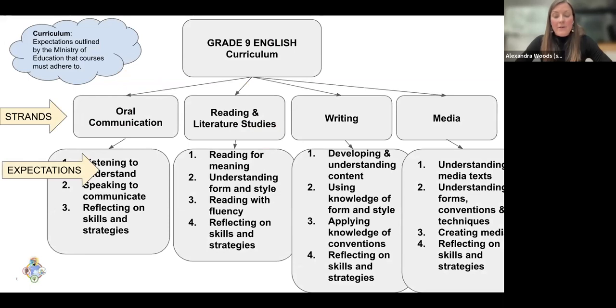Each course also has curriculum that teachers must follow in developing course content and designing instruction. The curriculum expectations are outlined by the Ministry of Education, and all teachers must adhere to the curriculum. Each course curriculum has strands, which you'll notice are at the top row here, which are overall categories that students will be exploring, and then also specific expectations beneath those categories. So for example, students are expected to learn about oral communication in grade 9, and this includes specific expectations and then also reflecting on skills and strategies.